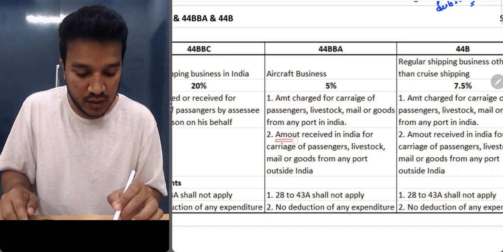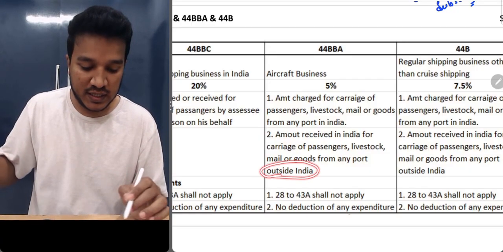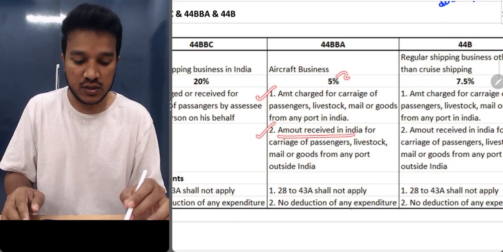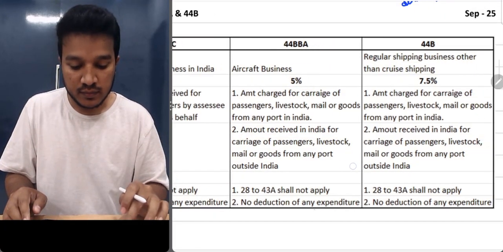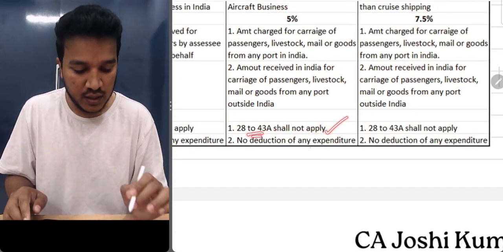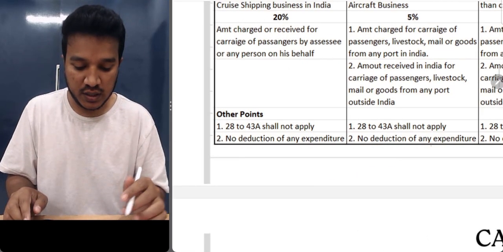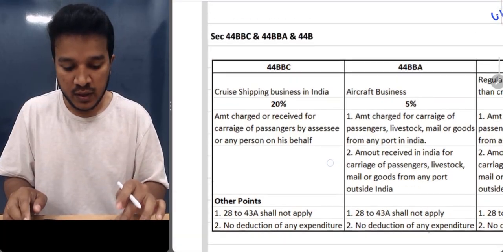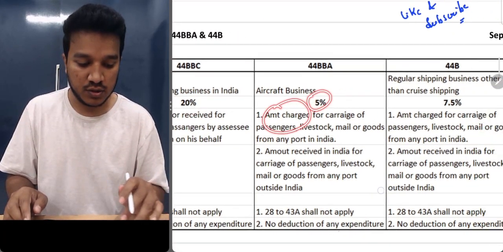Next, amount received in India for carrying from any other port outside India. If you are bringing from outside India and that amount you are receiving in India, then these two amounts you have to consider and multiply with 5% and show that as a profit. Got it? This is your aircraft business. Against this, 28 to 43C shall not apply, and no deduction of any expenditure. You will not get any expenditure deduction. Flat, whatever amount that you receive, 5%.